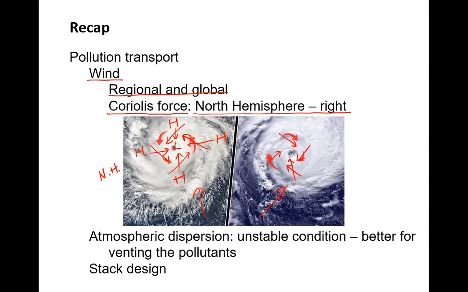All right, so if we know the patterns of the wind, and then we know how the pollutants are being transported, right, and then we talk about the atmospheric dispersion or the stability. Okay, so this is going to be more regional. So it's going to be, I would say, a sub-regional type of transport, right?